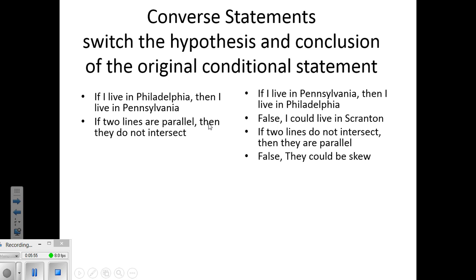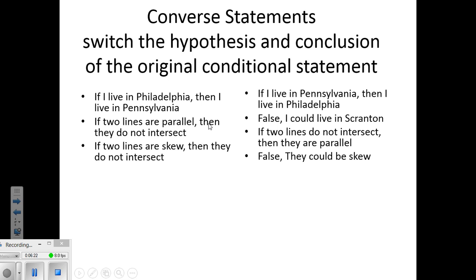So again, the original statement, if two lines are parallel, then they do not intersect, is true. That is obviously true. But the converse, if two lines do not intersect, then they are parallel, is not true because we have the condition of skew.